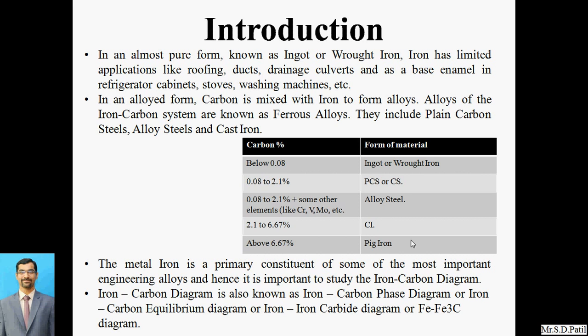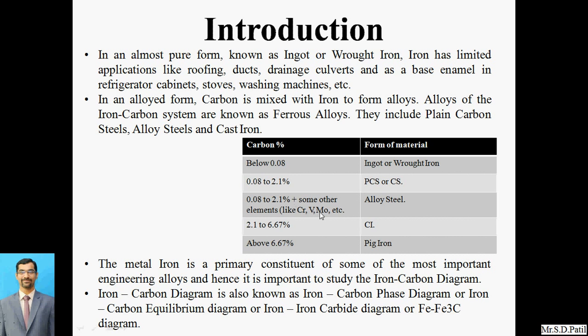So these are the three phases of the iron. Now, when the percentage of carbon in the iron is between 0.08 and 2.1%, it is known as PCS, that is, plain carbon steel or carbon steel. So this is not called plain carbon iron. It is called plain carbon steel.